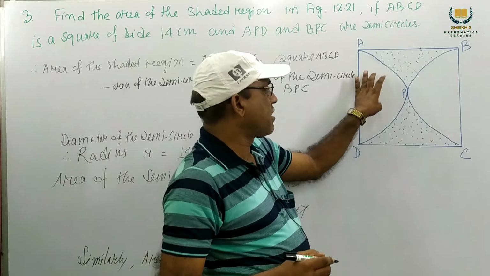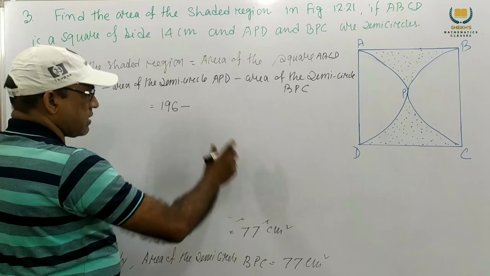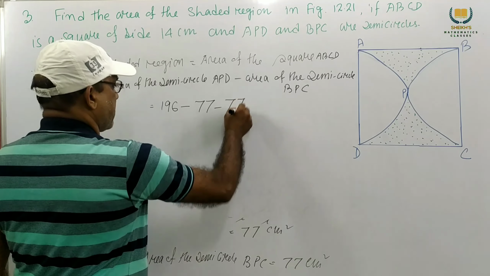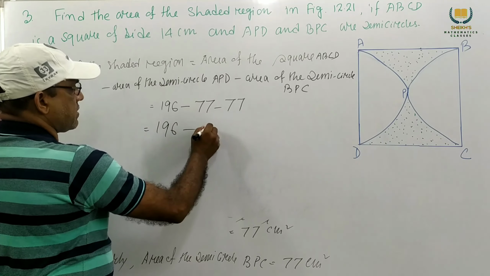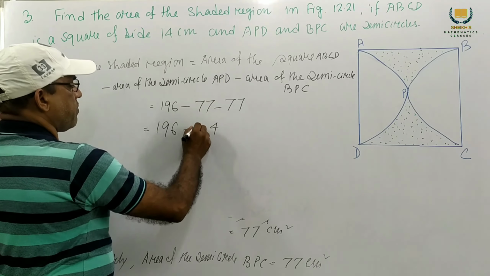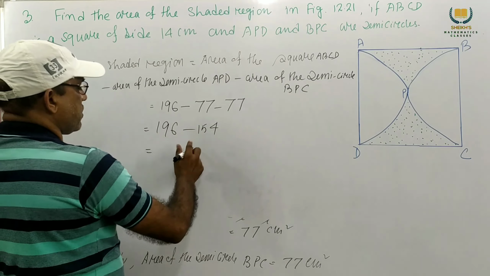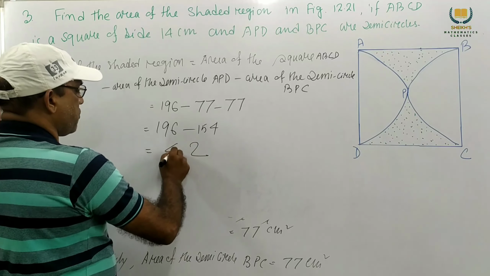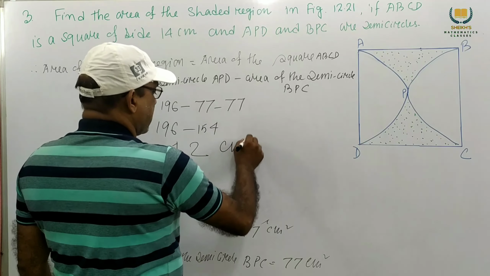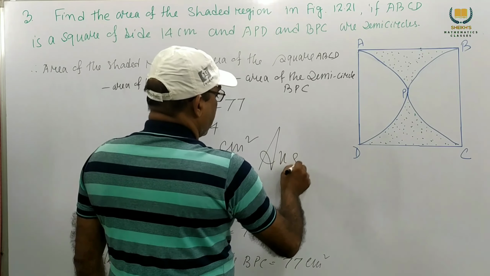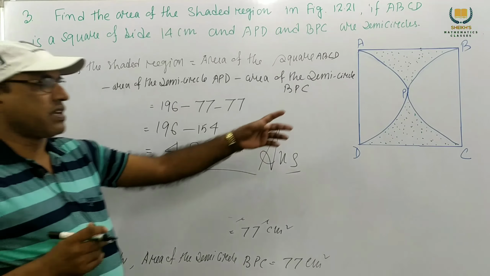So this will be 196 minus 77 minus 77. So 196 minus 154: 6 minus 4 is 2, 9 minus 5 is 4. This is 42 centimeter square, and this is the required area of the shaded region. So the shaded region area is this and this portion; the whole area minus the semicircle areas gives the required area. Now let us consider problem number 4.